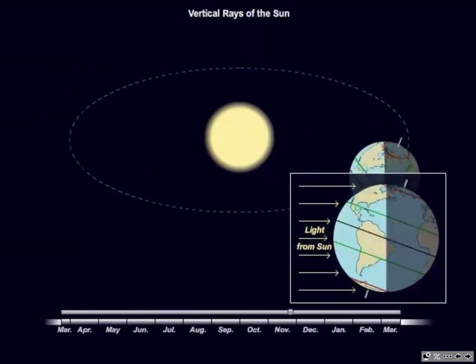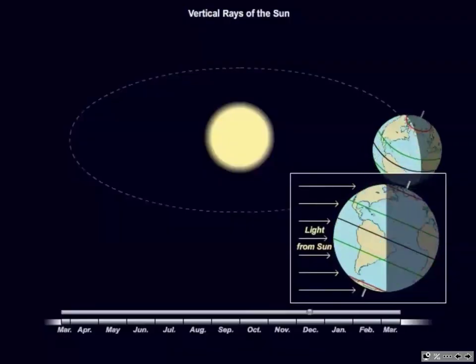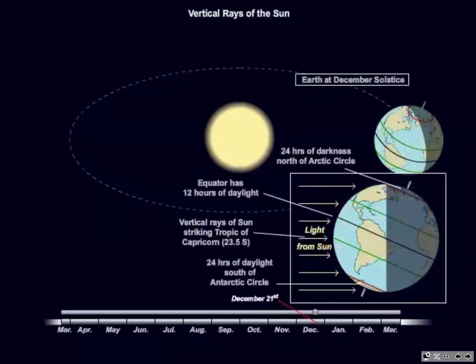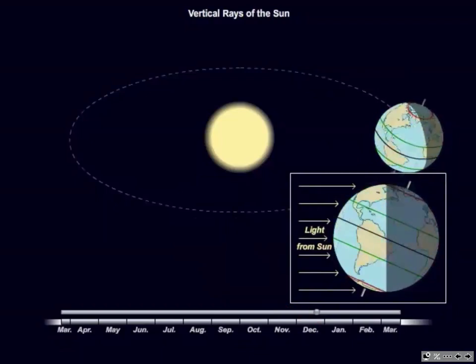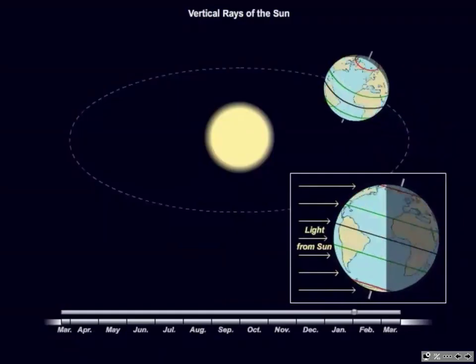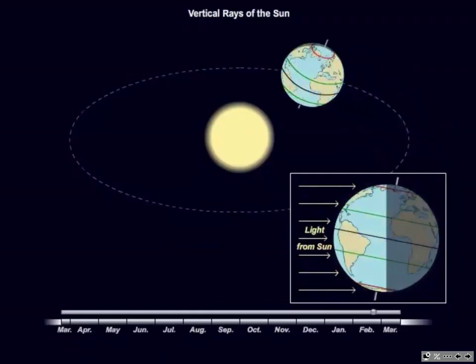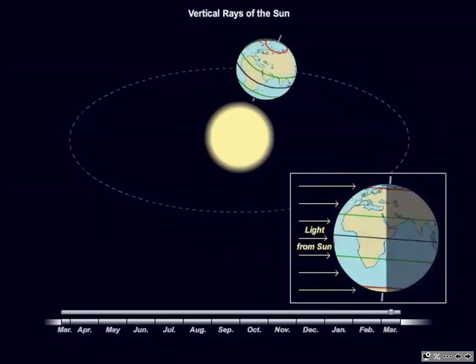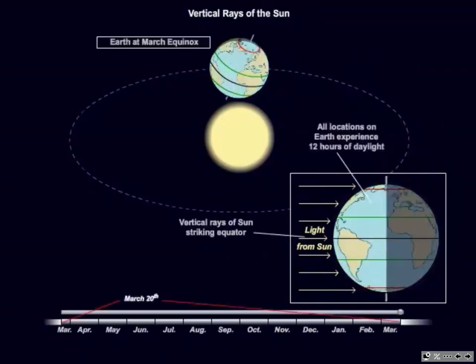On the March equinox, notice that the equator receives the vertical rays of the Sun. On the June solstice, the Tropic of Cancer receives the vertical rays of the Sun. On the September equinox, the equator again receives the vertical rays. On the December solstice, the Tropic of Capricorn receives the vertical rays.